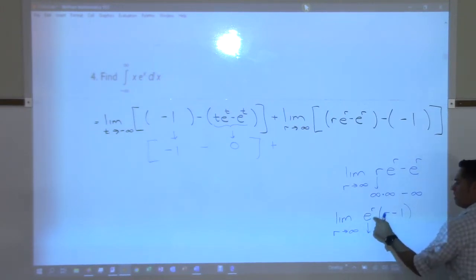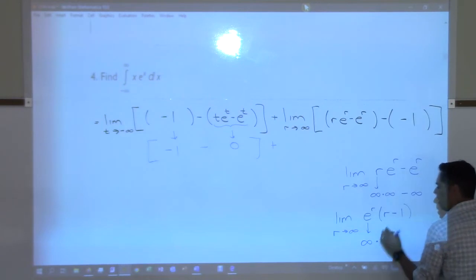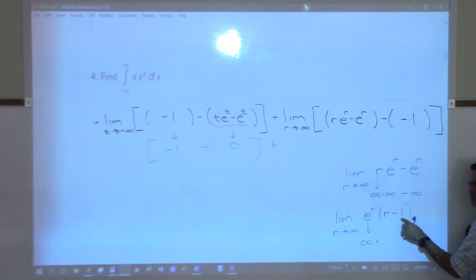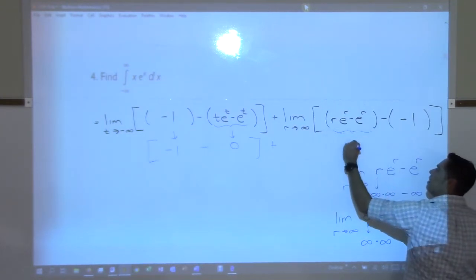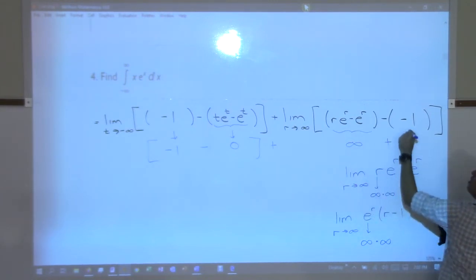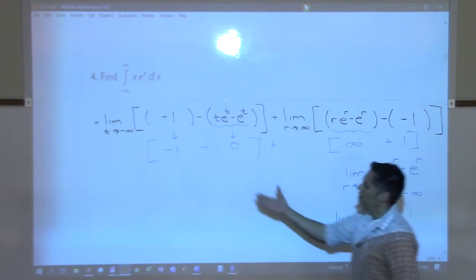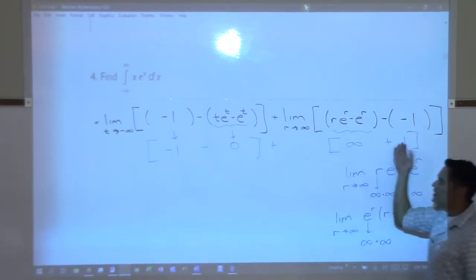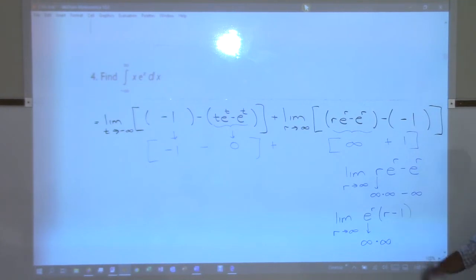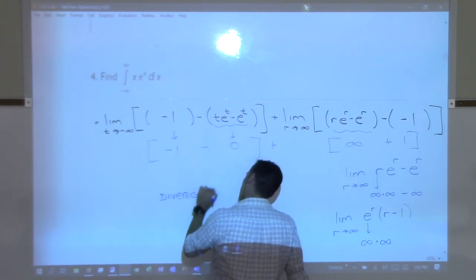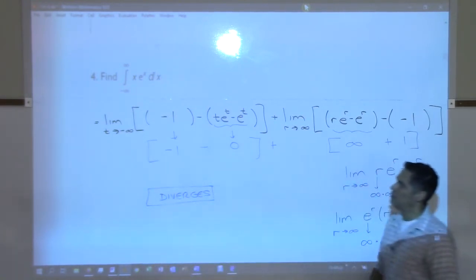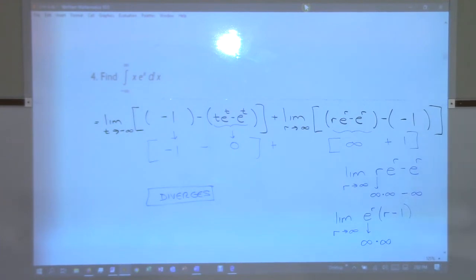r goes to infinity, e to the r goes to infinity, times, now what's infinity take away 1? Still infinity, but now you have multiplication, don't you? Multiplication of infinities is infinite. And what does this mean? This thing goes to infinity, right? Minus, minus, plus 1. So here's where we are. This is negative 1 plus infinity plus 1. So it's infinite, right? It diverges. The area under that curve becomes infinite.